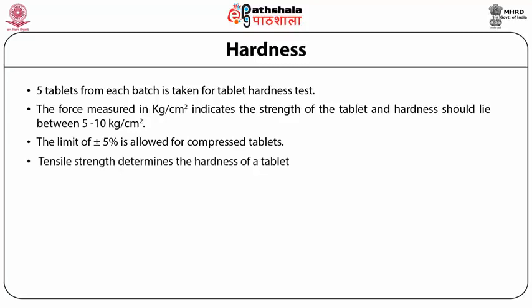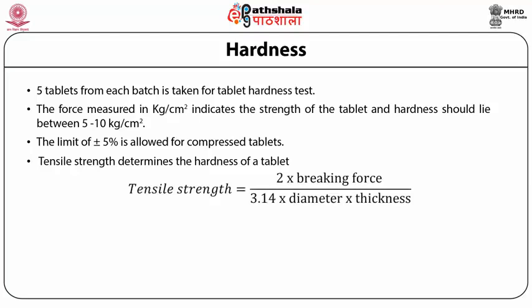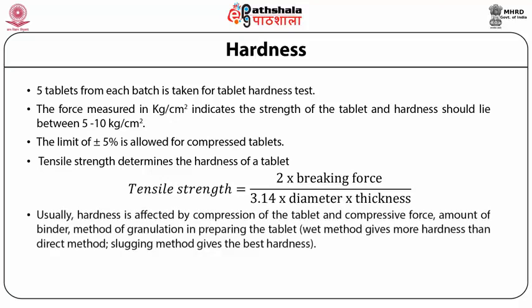Usually, tensile strength determines the hardness of a tablet, and tensile strength is expressed as: tensile strength is equal to 2 times the breaking force, divided by 3.14 multiplied by the diameter and thickness of that tablet. Usually, hardness is affected by the compression of the tablet and compression force, the amount of binder added, and the method of granulation and preparing the tablet.